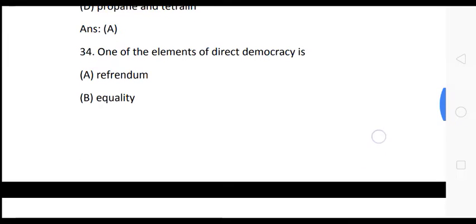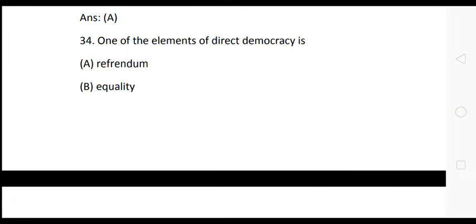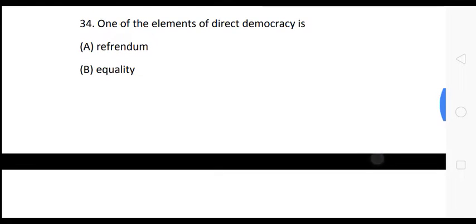Next question is, one of the elements of direct democracy is, the correct answer is option A, referendum.